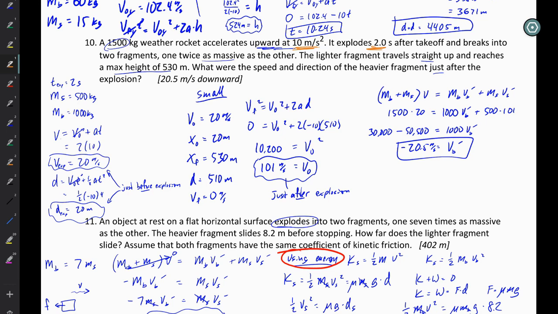What do they do here? I got VF, 0, VO. Oh, I guess I worked backwards. Yeah, work backwards. So, using the lighter fragment's velocity at its peak, at its maximum height, is 0, because it's at its peak. We would like to know its velocity at the moment after it exploded, plus 2AD. All right, so 2 times the acceleration is negative 10. D, 510. Where's 510 come from?